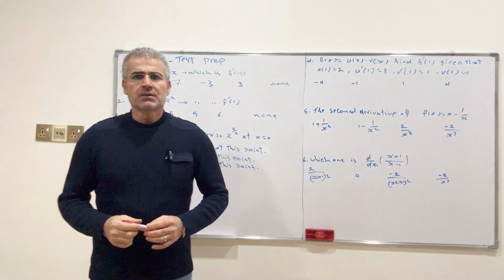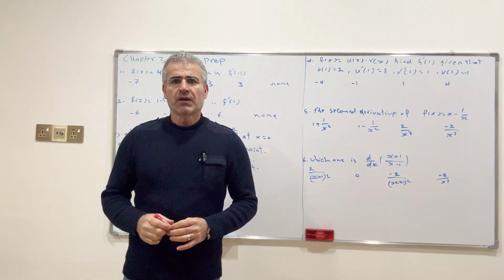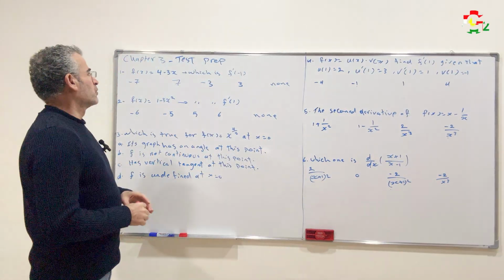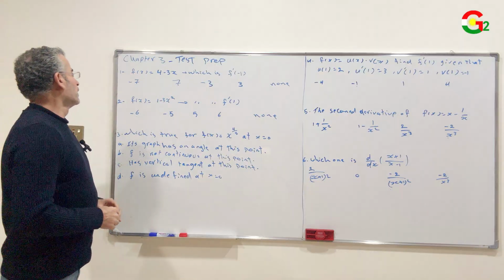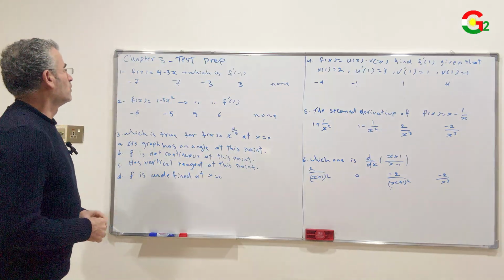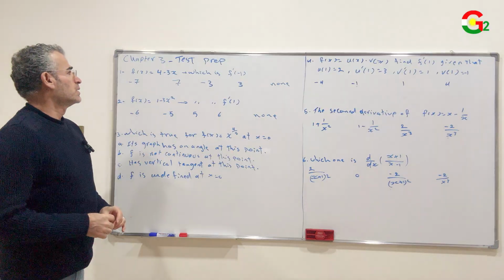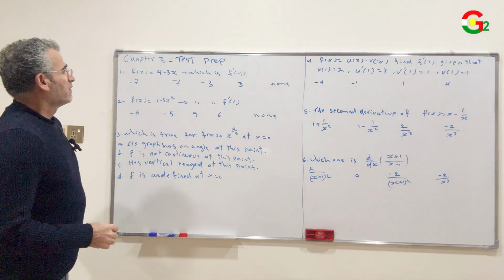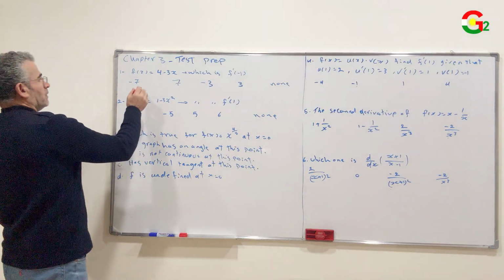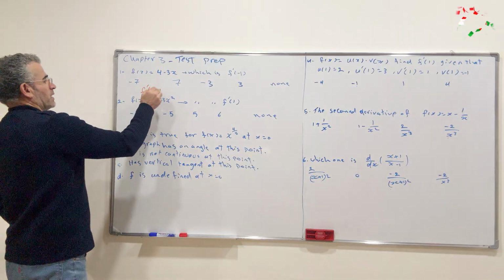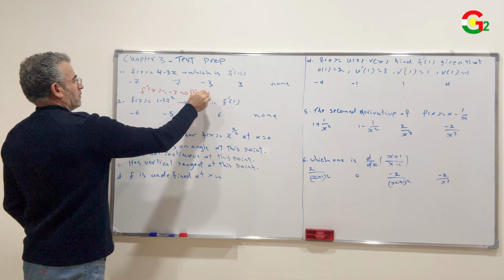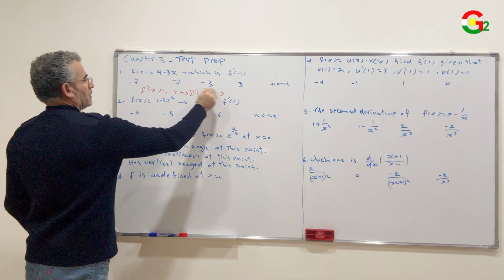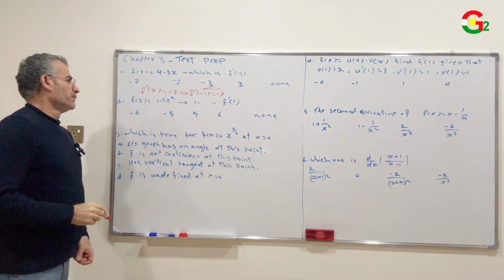Everyone. In this tutorial, I will solve the test prep questions of chapter 3. Question number 1: f of x equals 4 minus 3x, which is f prime of negative 1? F prime of x equals negative 3, then f prime of negative 1 is also negative 3, choice C.